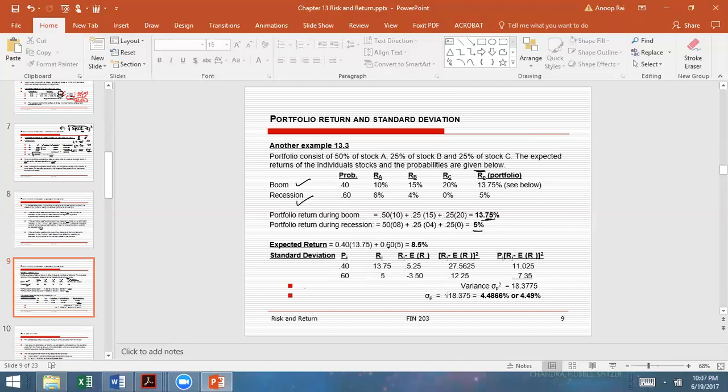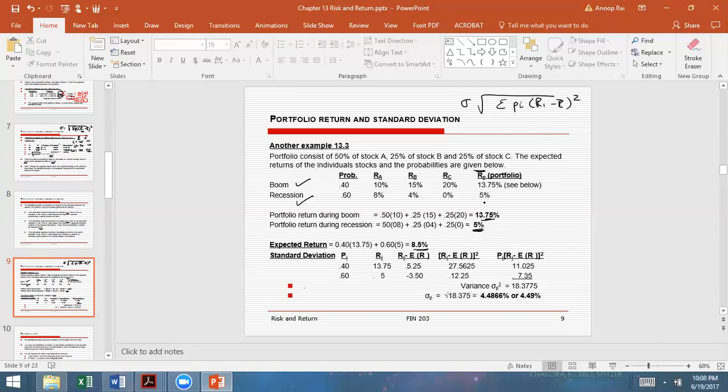There's a 60% chance there'll be a recession. If there's a recession, the total portfolio makes 5%. So the mean of the portfolio is 8.5%. Now we do the standard stuff. You do the formula, just to refresh you again: sigma of pi times (Ri minus R bar) squared.